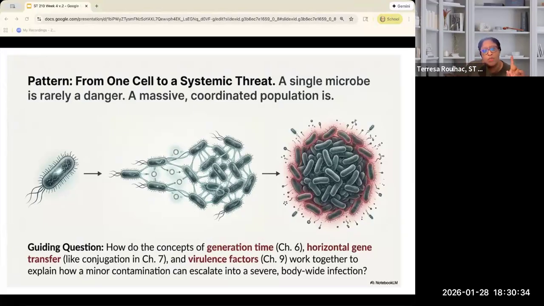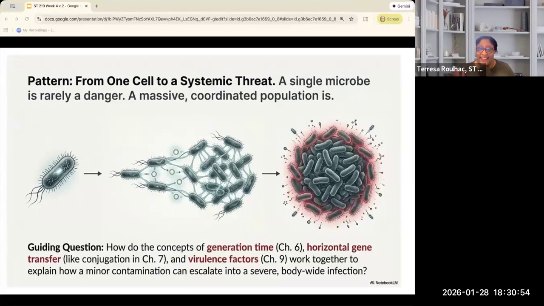Is this more like individual survival, or do you think it's teamwork with these little sneaky bacteria? What do you guys think? That's right. And that distinction is so important. It is. It's teamwork. Now, the virulence factor.